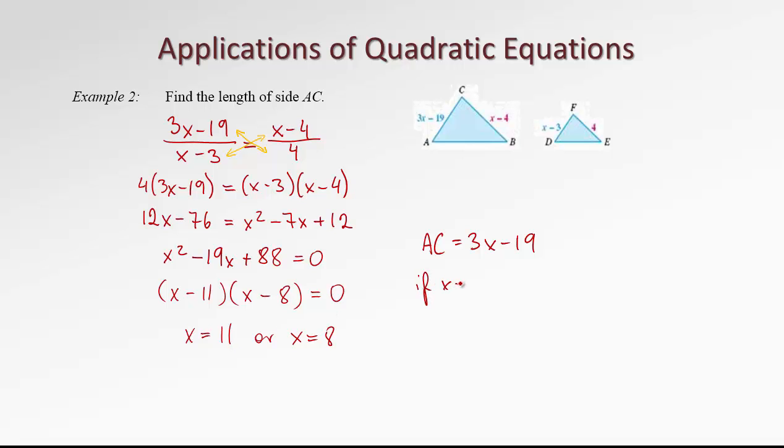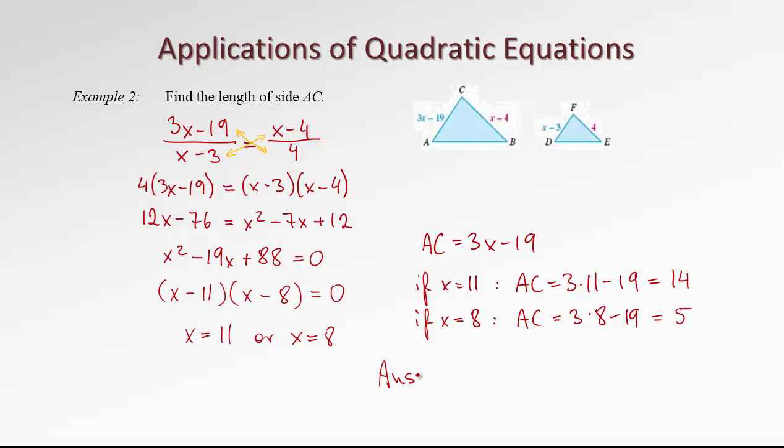If x is 11, we have AC equals 3 times 11 minus 19, which gives us 33 minus 19, so it's 14. Or the second possibility, if x is 8, our side AC could be 3 times 8 minus 19, which is 24 minus 19, so we have 5. Okay, therefore our final answer is this side AC equals 14 or 5 units.